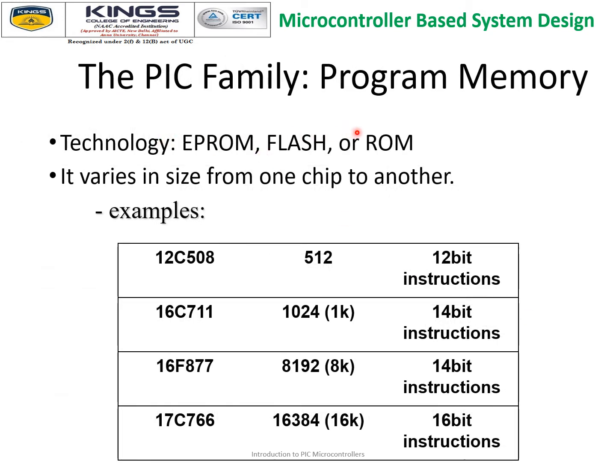So, program memory in PIC. The technology used is either EEPROM, flash or ROM. It also varies in size from one chip to another. The 12C508 has only 512 bytes and 12-bit instructions. The 16C71 has 1024 bytes and 14-bit instructions. The 16F877 has 8K, and the instructions supported are 14-bit. Similarly, the 17C766 has 16K, and the instructions supported are 16-bit.